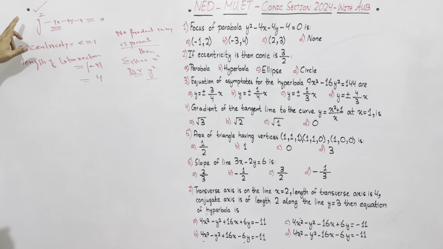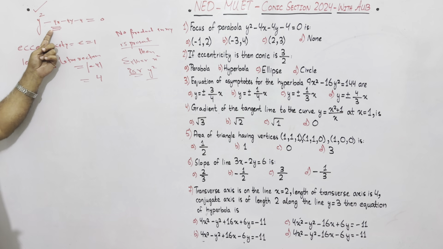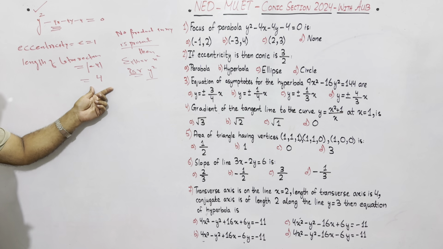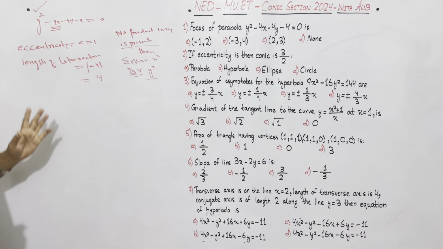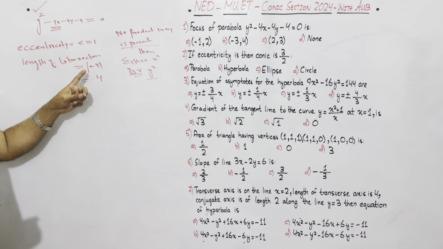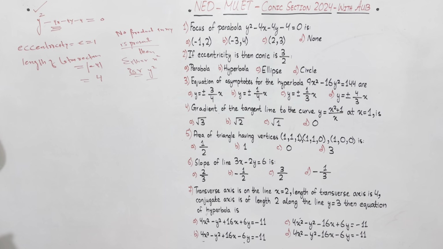When the square term is present in y, then the coefficient of the x term is our length of latus rectum, and if there is a negative sign we have to discard it because length can never be negative. That's why we have taken the positive 4, the modulus of the coefficient of x. If x has a square, then the coefficient of y is our length of latus rectum, discarding the negative symbol.